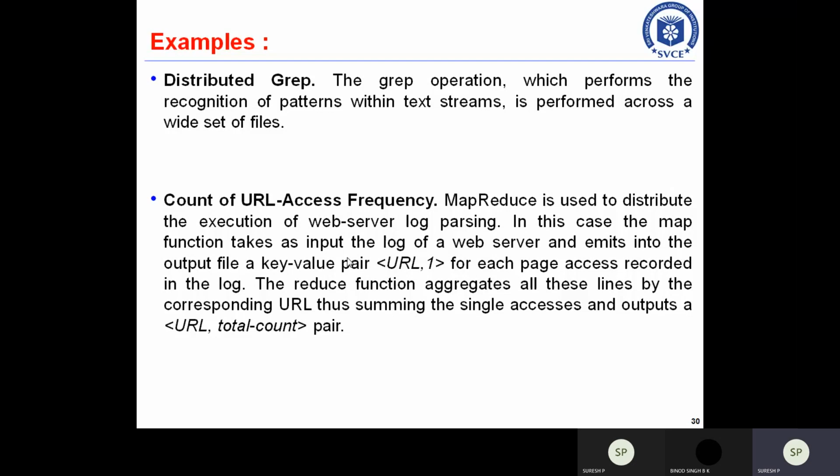In the distributed grep, grep is an operation as you have already gone through that particular command in your Unix. Grep is a command which will search for a particular pattern. Now here also it is the same thing. The grep operation performs the recognition of a pattern in text streams. It is going to be performed across a wide set of files.